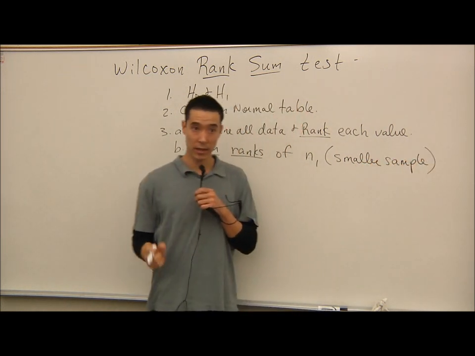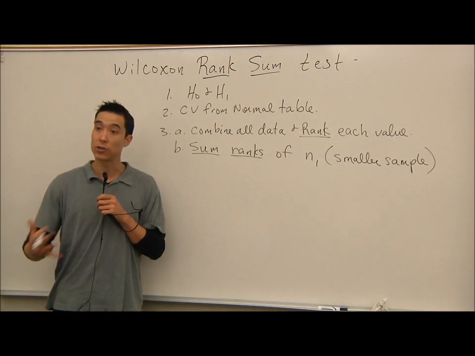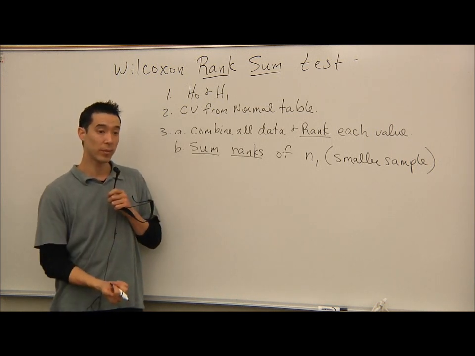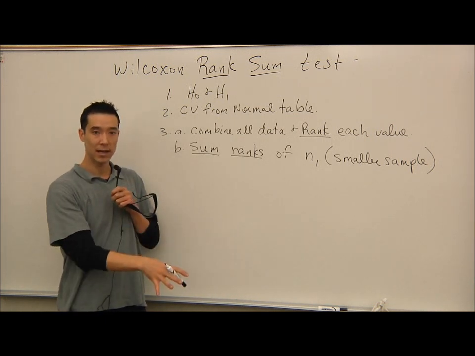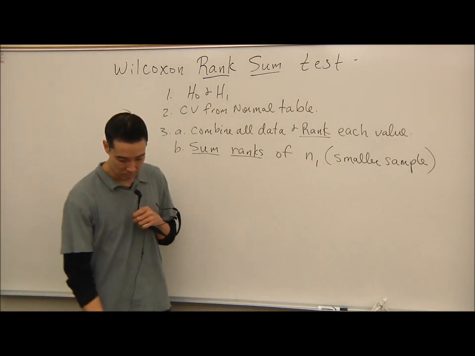Okay, so one question that might come up right away is, what if they both have the same sample size? Then it's your choice, okay? If they both have the same sample size, then just choose one of them to be N1. But if one clearly has less than the other, then that's going to be N1. The smaller sample is always N1 for us. All right?